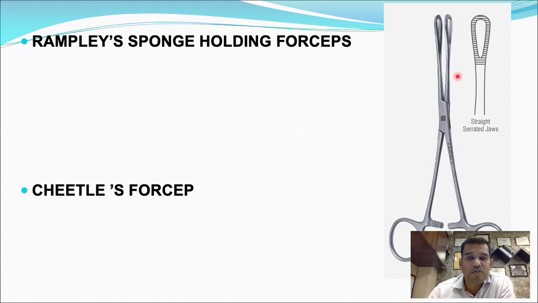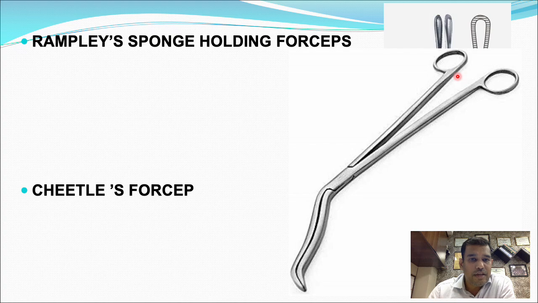How do you sterilize this instrument? It is the same, by autoclaving. Next is Chittle forceps. You must have seen this in the OPD. This is the blade part. This is the joint, the shaft, and the finger bow. There is no ratchet available.